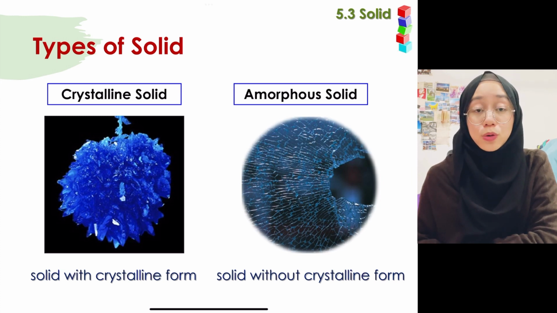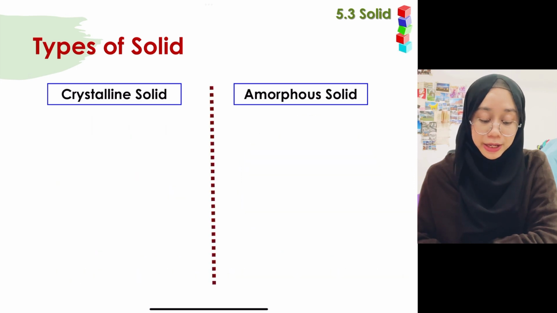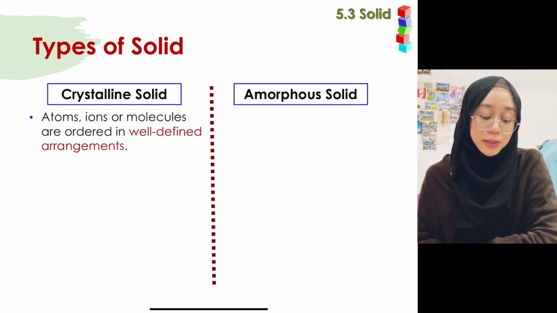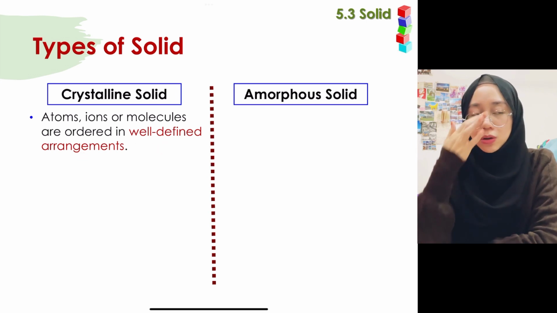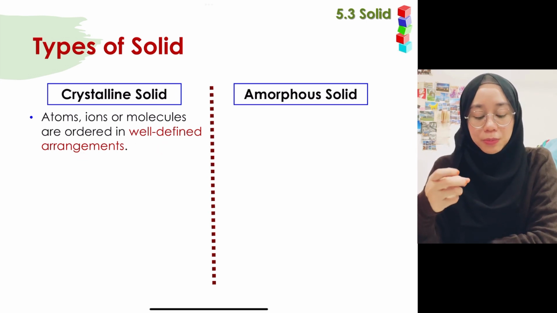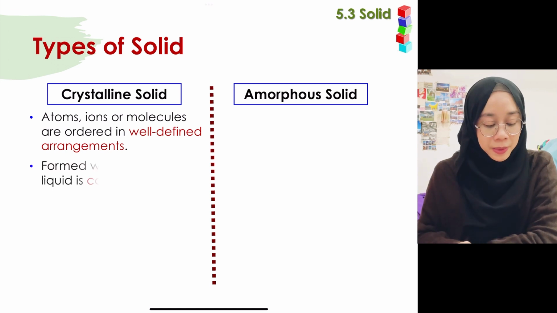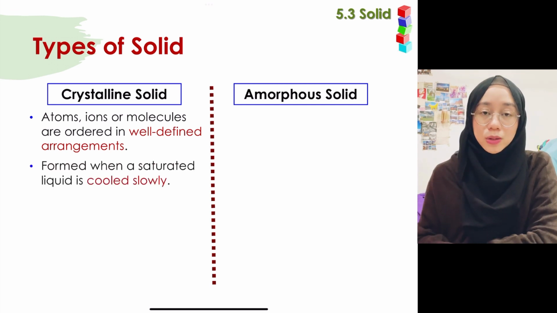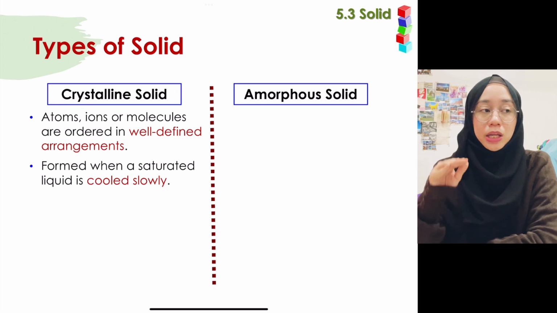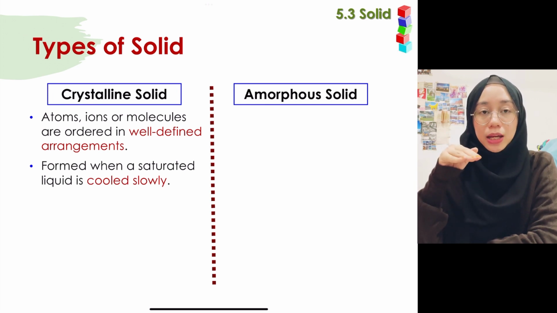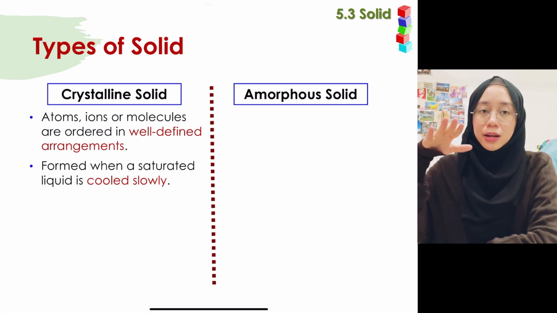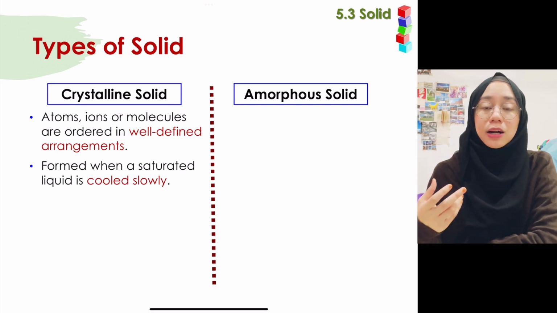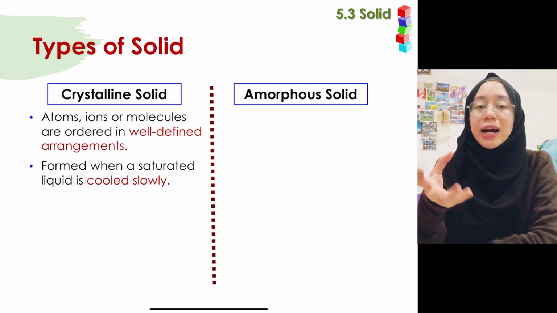So kalau kita tengok dulu the characteristic of crystalline solid. So kalau untuk crystalline solid, the atoms, ions or molecule, they are ordered in a well-defined arrangement. So crystalline punya form ni is said to be a well-defined arrangement. Okay, so it form when a saturated liquid is cooled slowly. So usually bila dia daripada liquid, okay, kita biar dia cool slowly dekat room temperature dulu, okay, and then baru kita pergi to a colder temperature lah, and then dia akan form a very nice crystal texture.